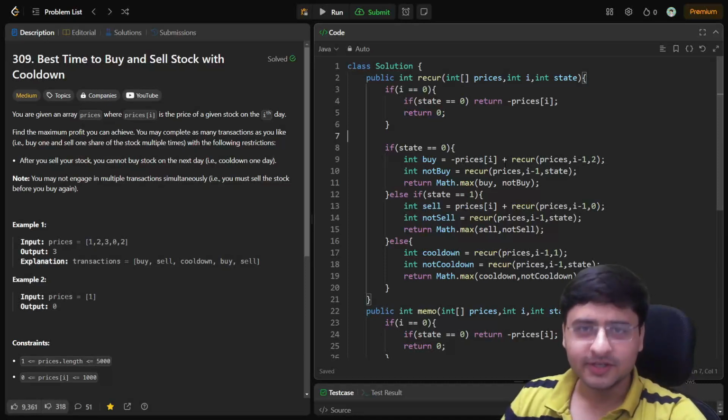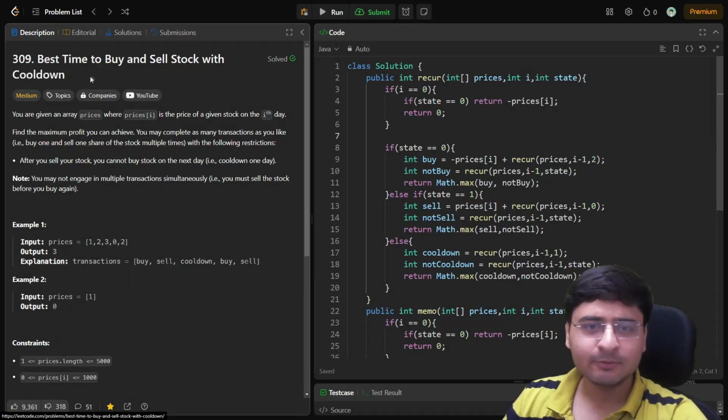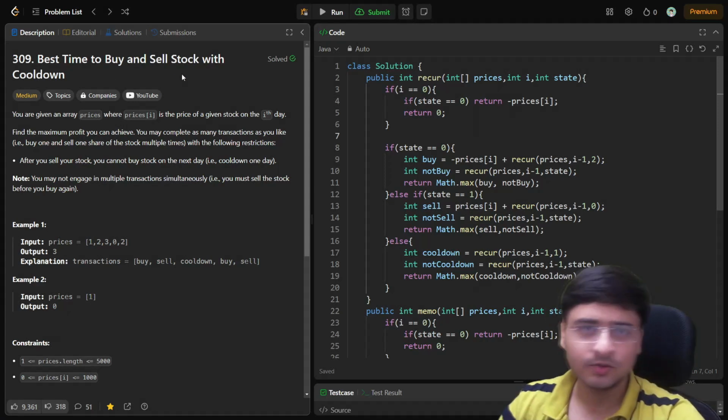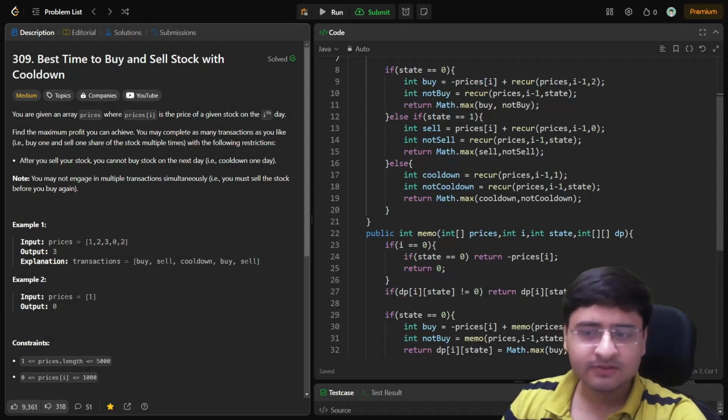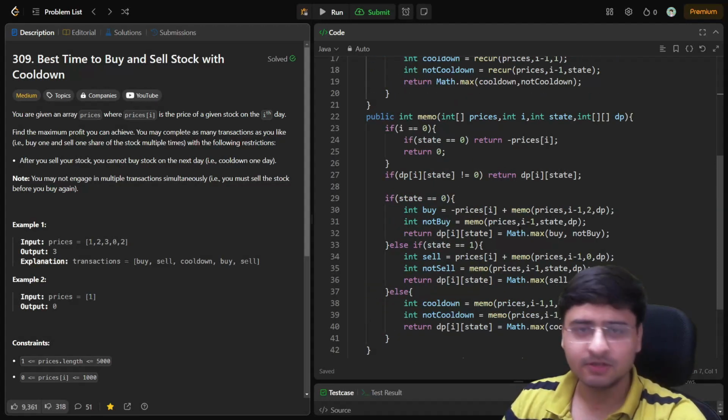Everyone, I hope all of you are doing great. So in the last lecture, we talked about this question, best time to buy and sell stock with cooldown, right? And we talked about the recursive and memoization approach of this problem itself, right?